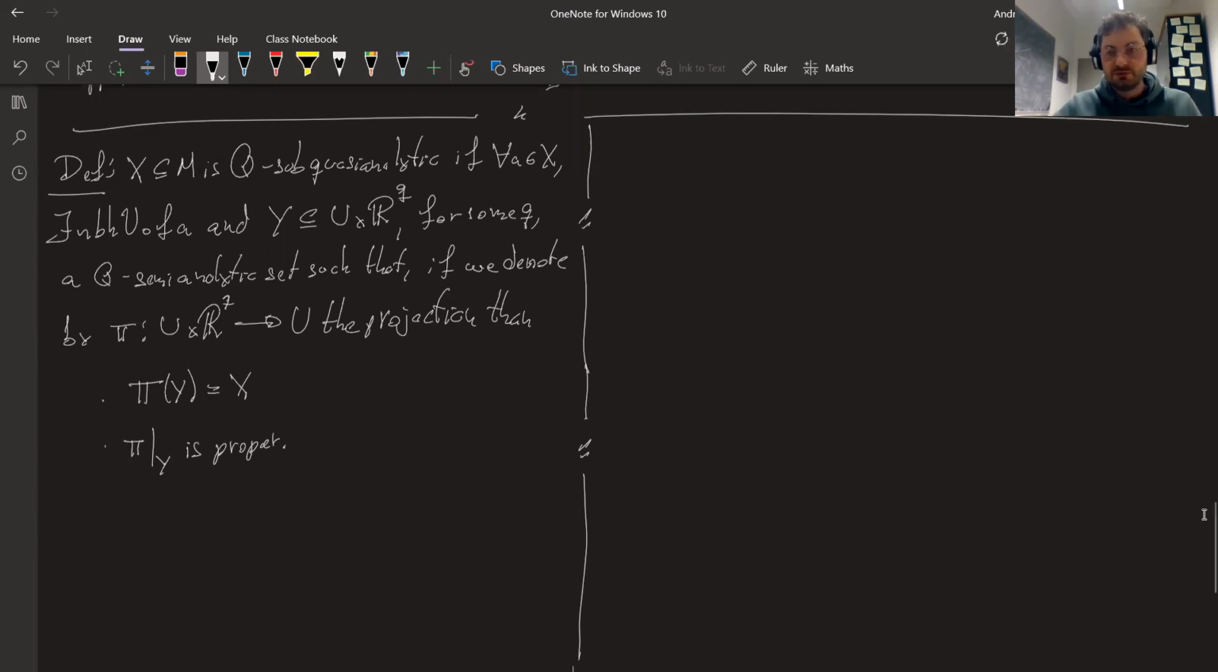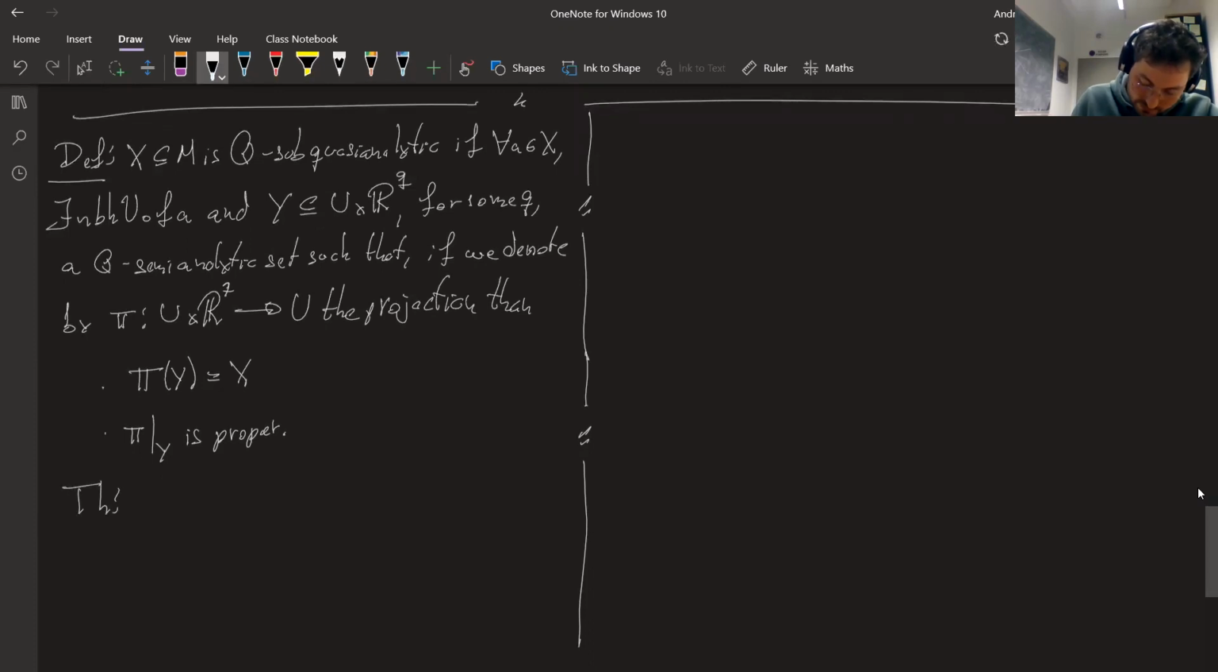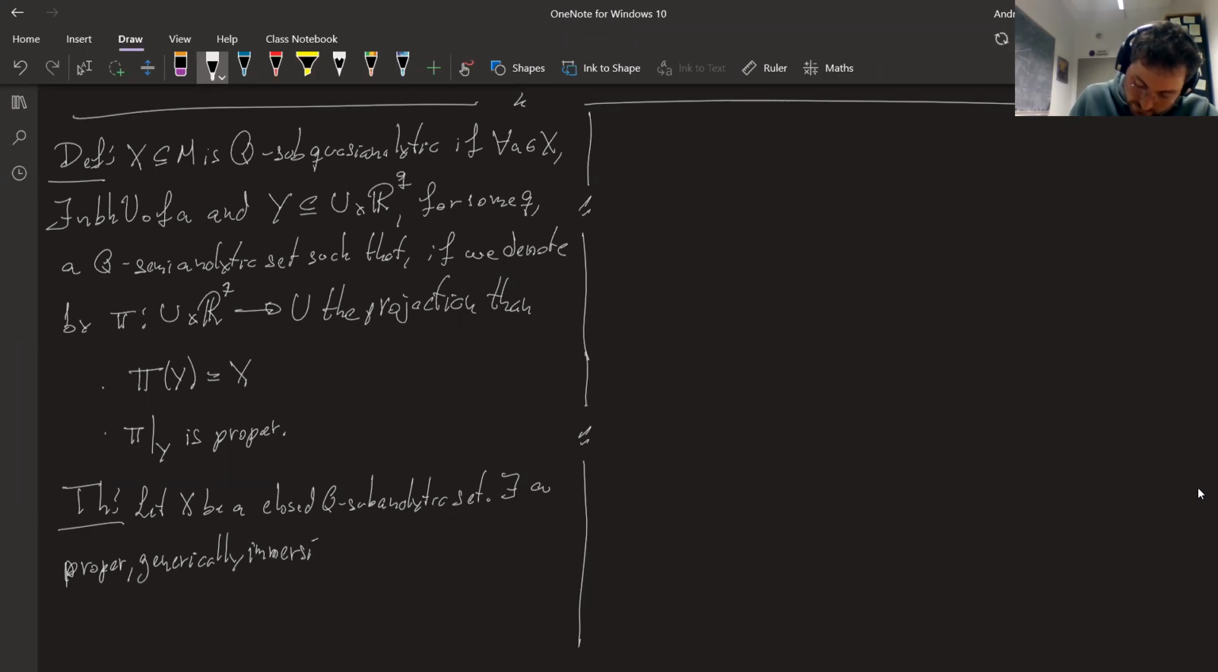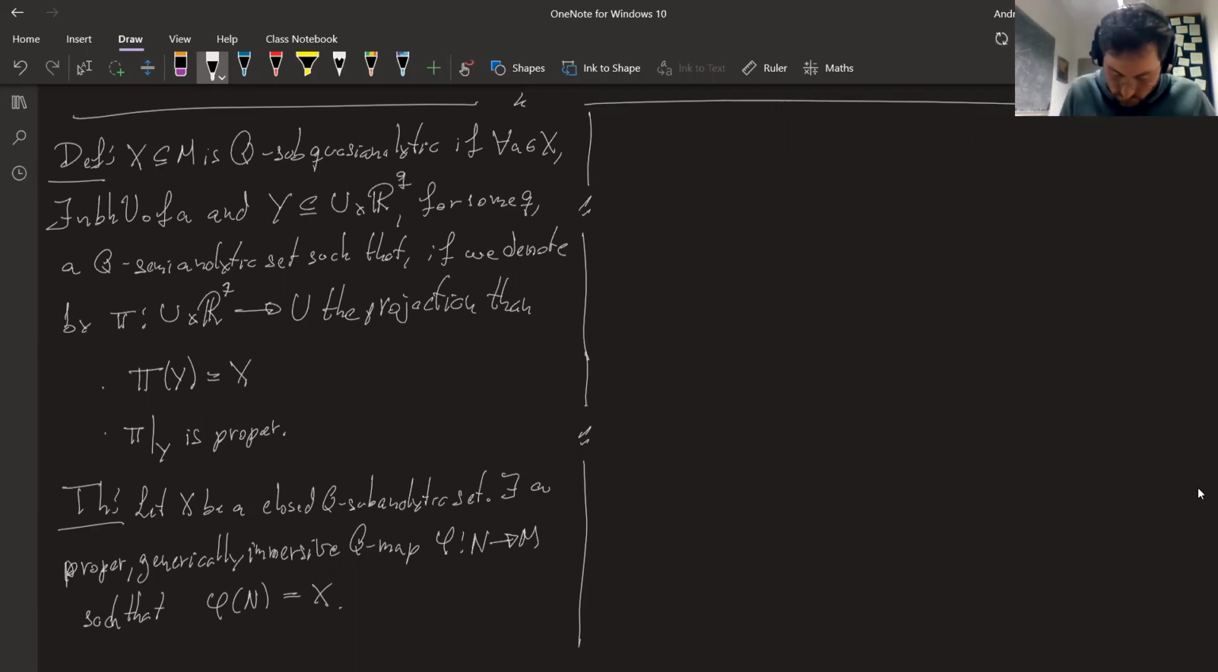And then in this context, it's still possible to prove the uniformization theorem. So the uniformization theorem here reads: let X be a closed Q subanalytic set, there exists a proper generically immersive Q map phi from M to M such that phi of M is equal to X. So this is the strongest version of the uniformization theorem that talks about quasianalytic.